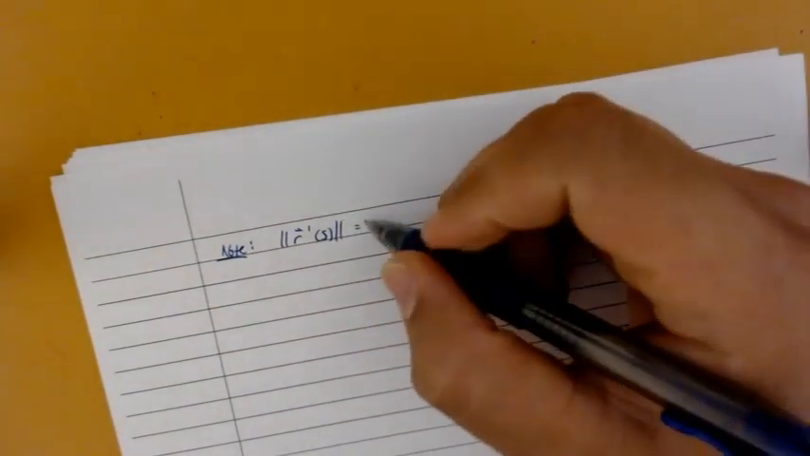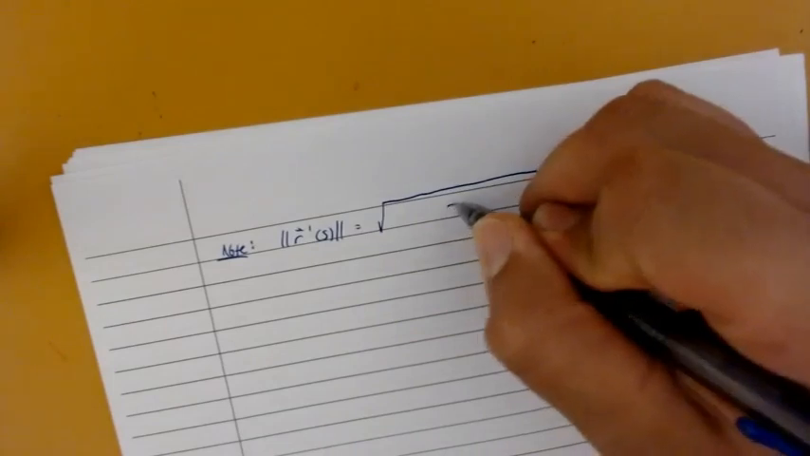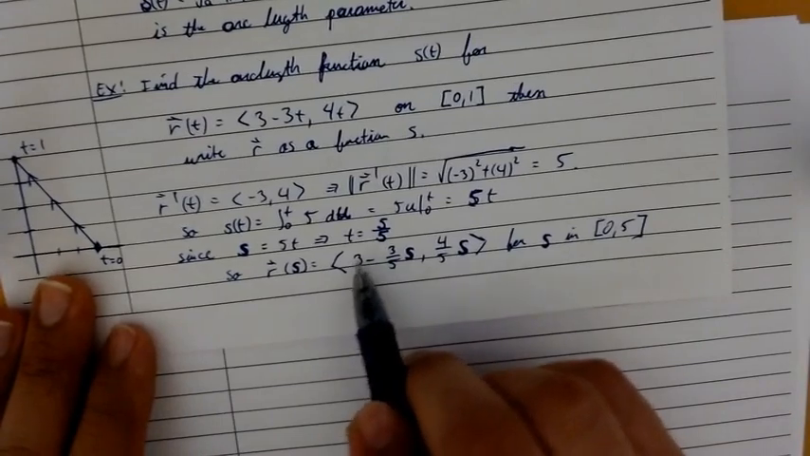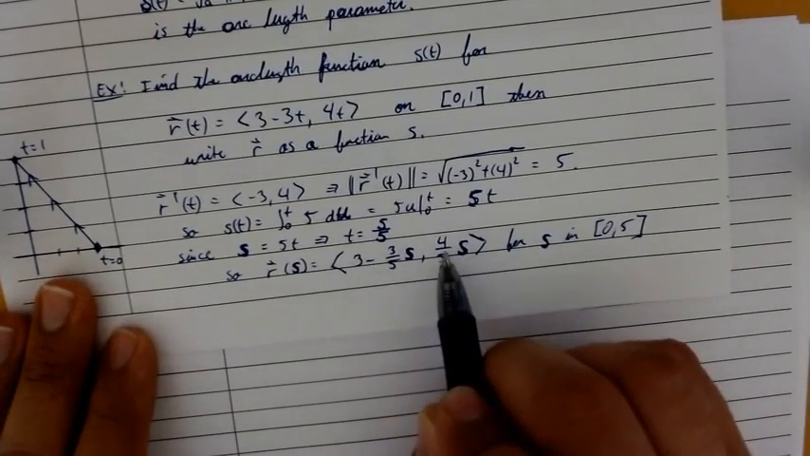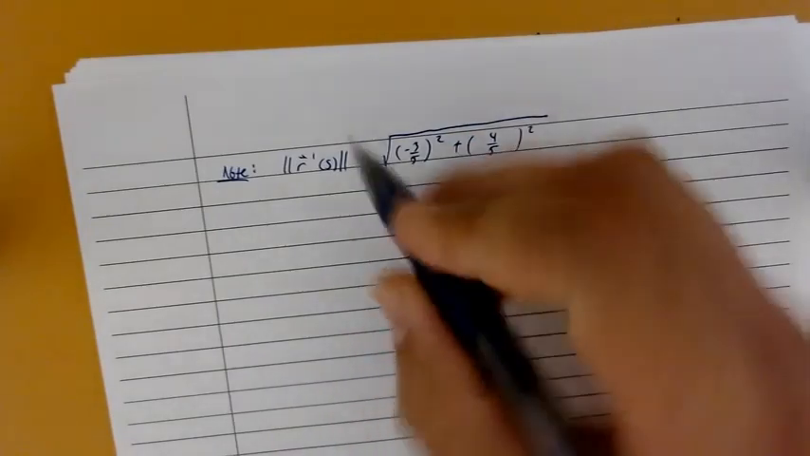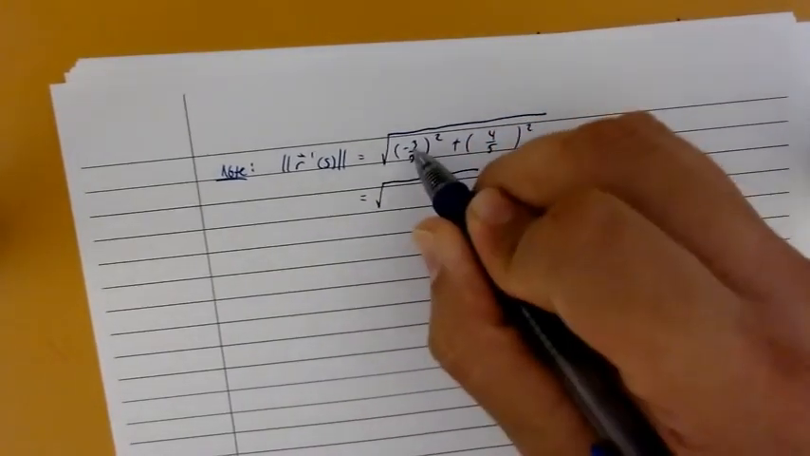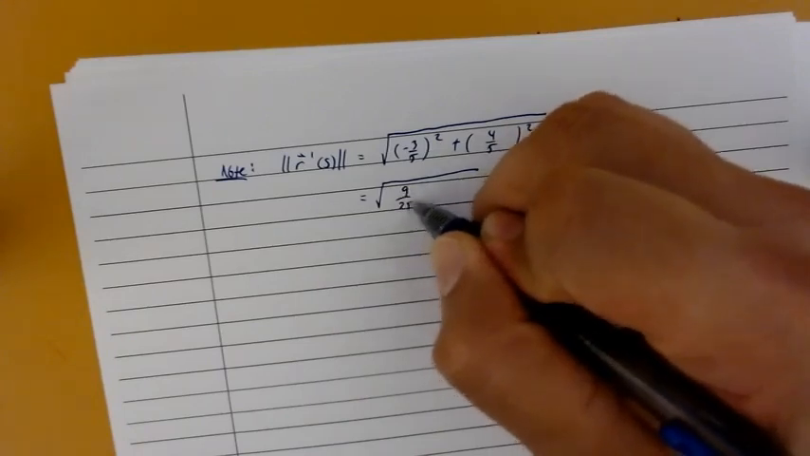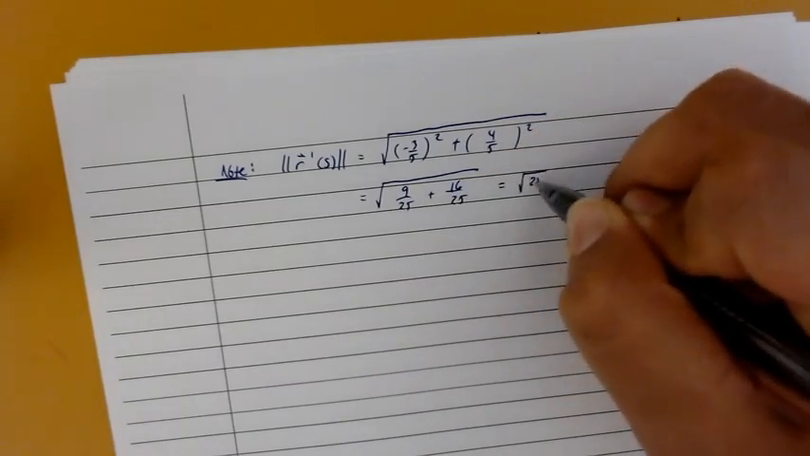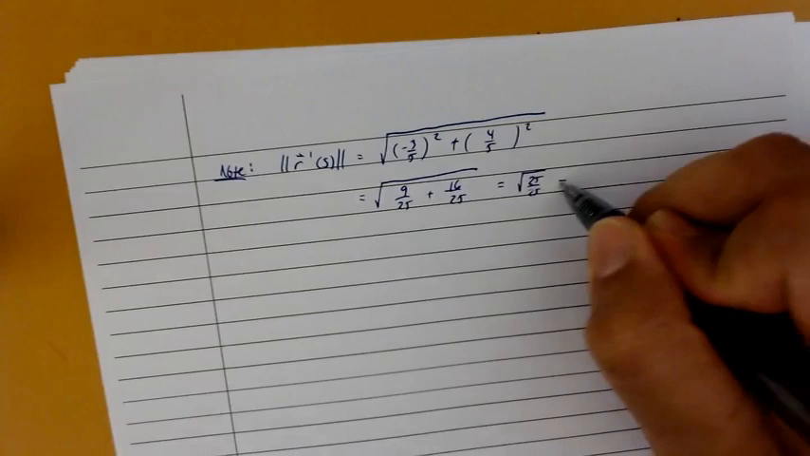Well, let's see. That's going to be the square root of the sum of the squares of the derivative of the components of r of s. Okay, well, there's r of s. And if I take the derivatives, well, that goes to 0, and that's just minus 3/5, and that'll be positive 4/5. Minus 3/5 and positive 4/5. So that'll give us the square root of, what would that be? 9 over 25 plus 16 over 25, which is just the square root of 25 over 25. Or in other words, it's the number 1.